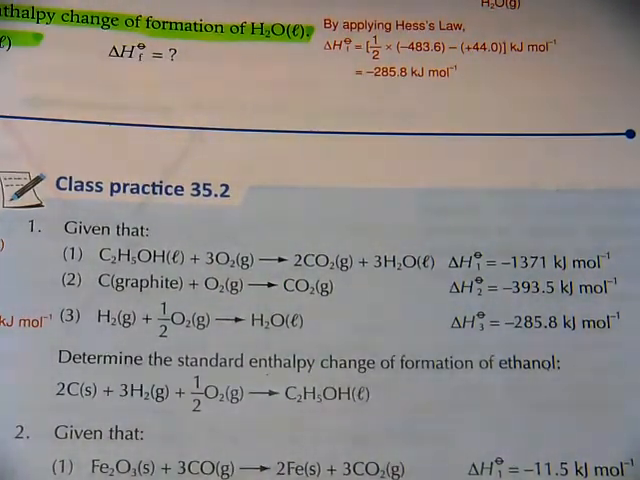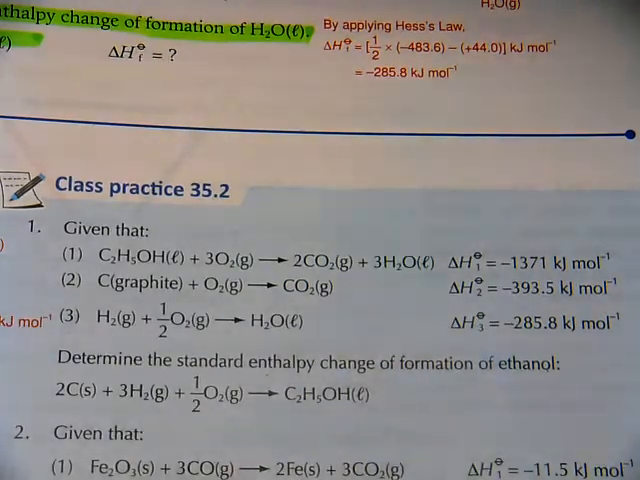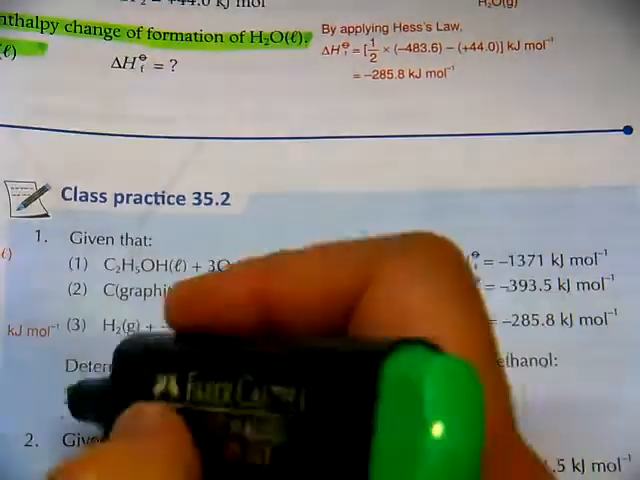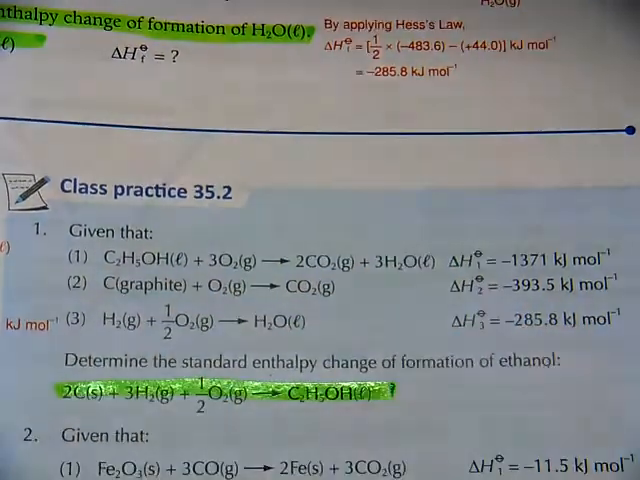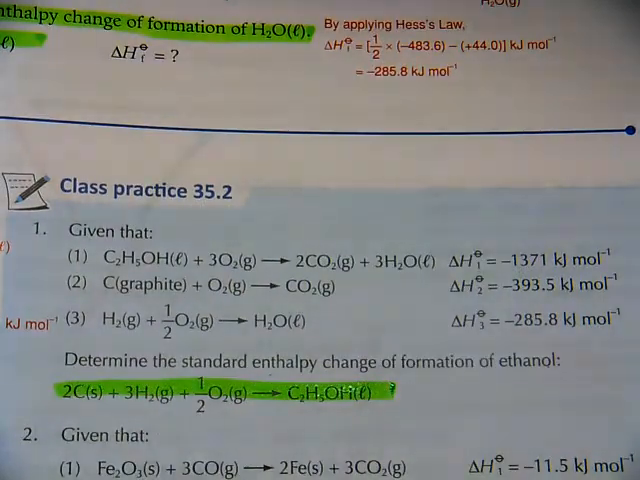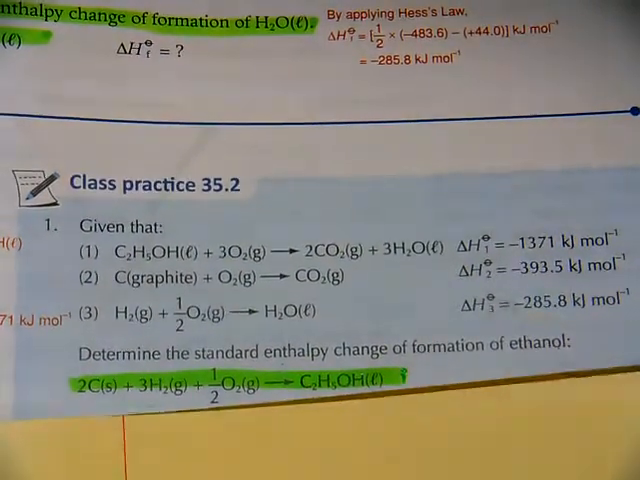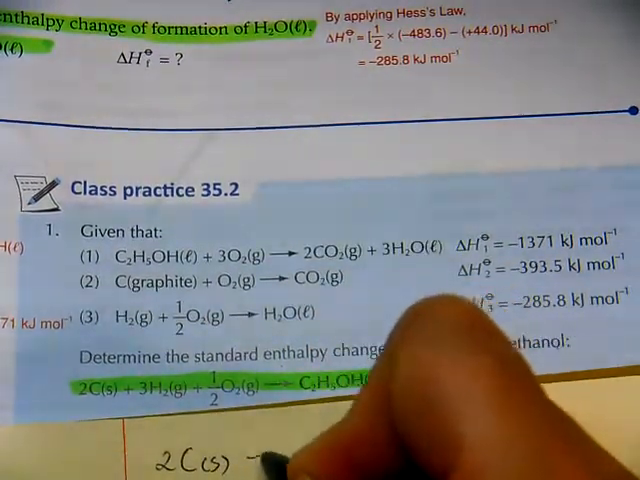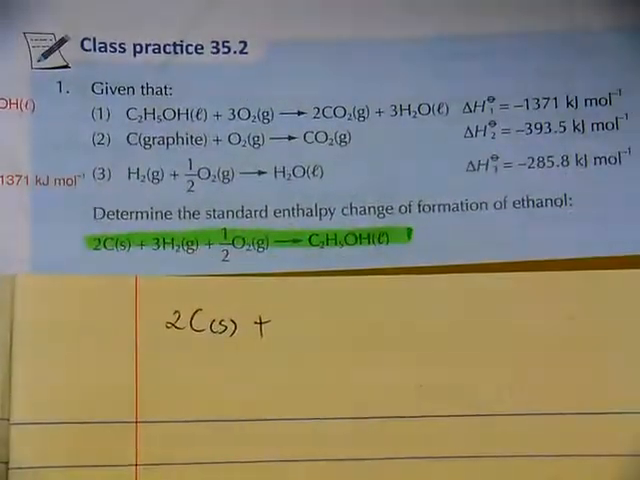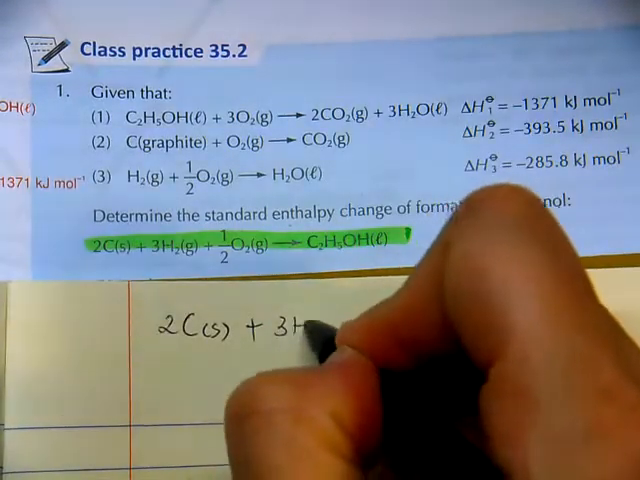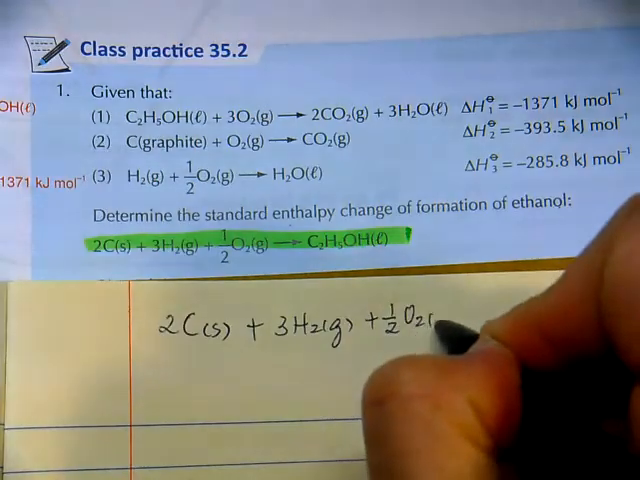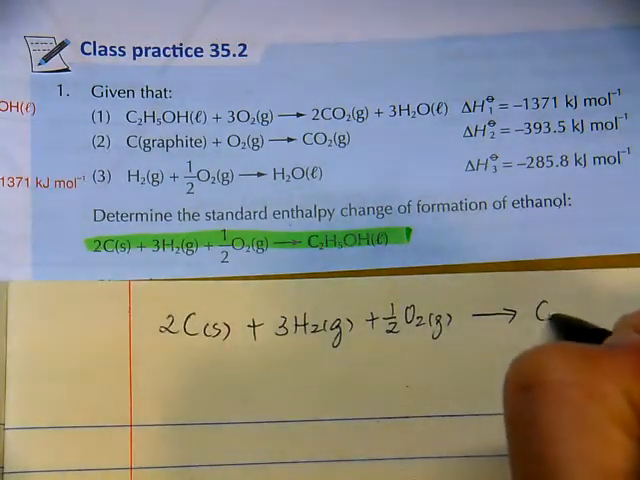Now, as I said before, you must highlight your target. This is the equation. This is your target equation. Okay. Please copy down horizontally in your cycle. Energy change cycle or enthalpy change cycle.